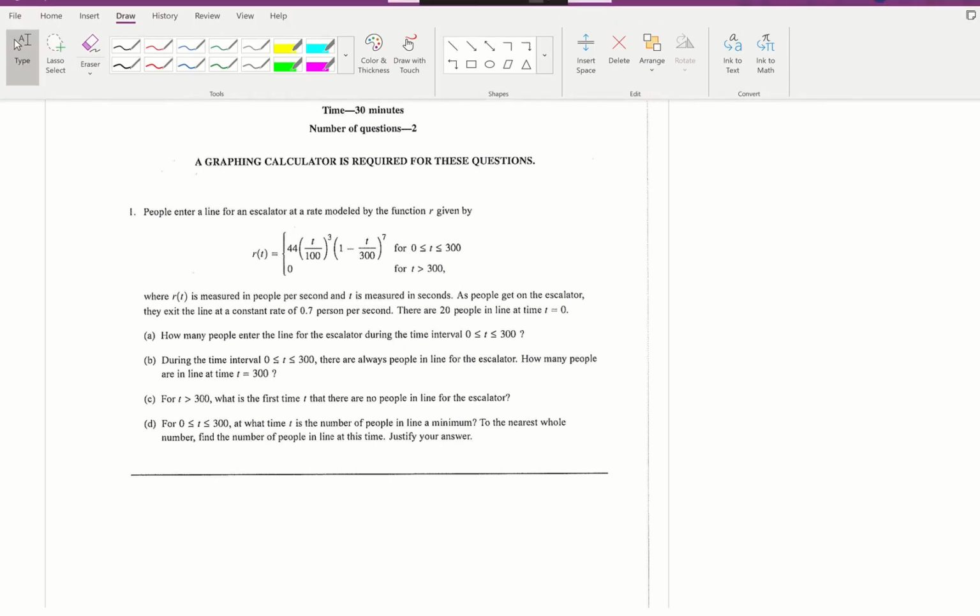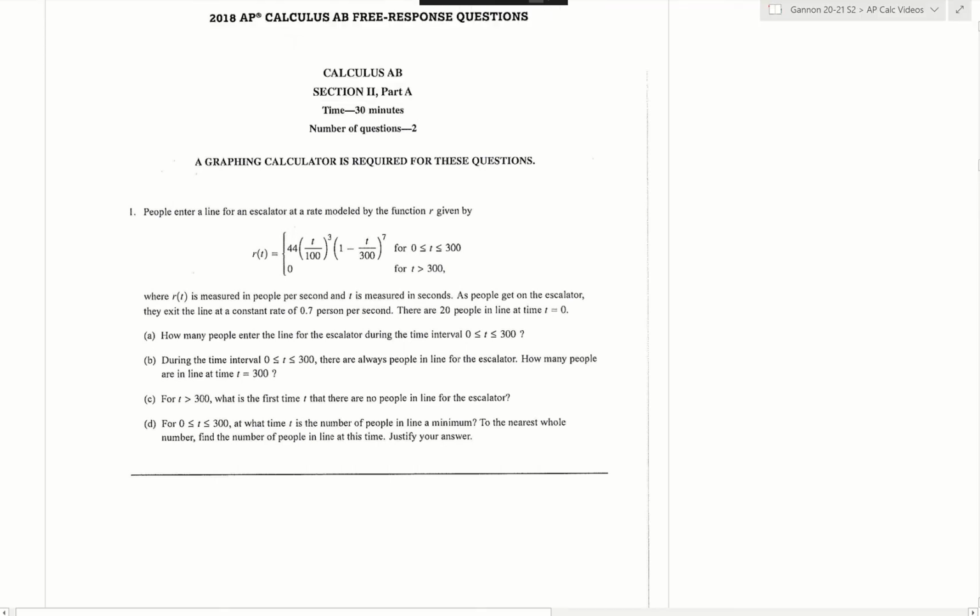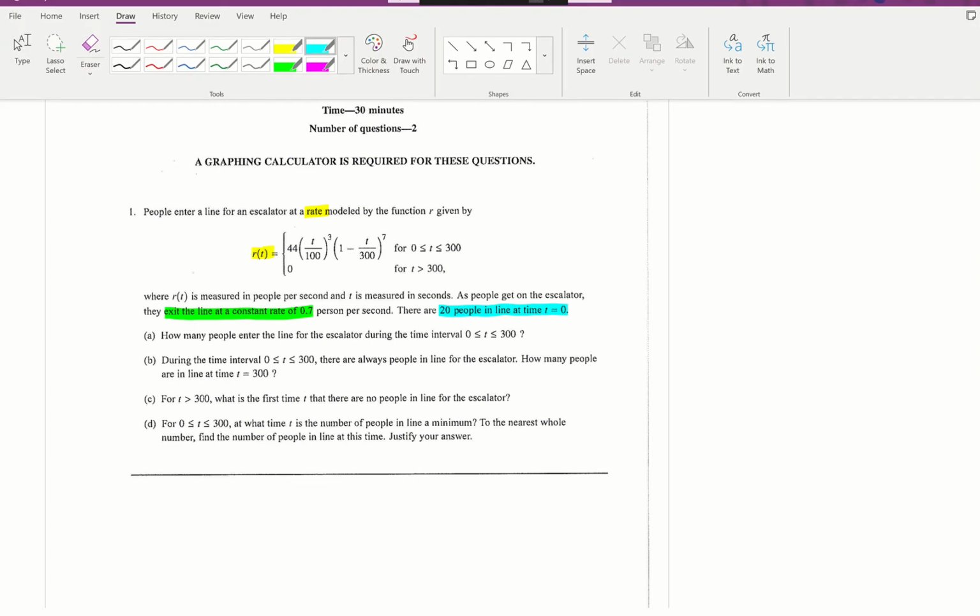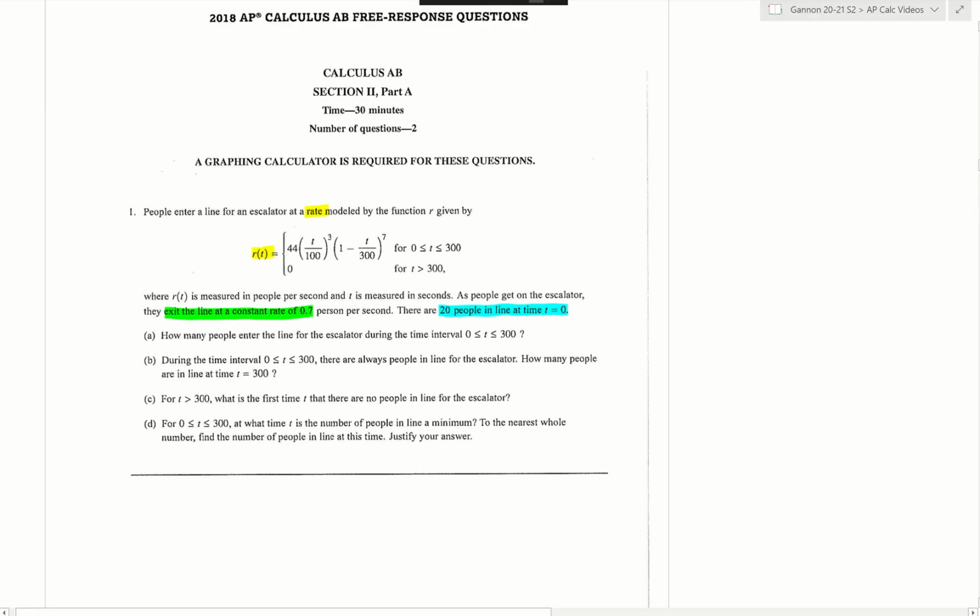All right, so just to get a feel for where we're at, it's important that you recognize that r of t represents a rate. There is another rate given to us of people exiting the line at a constant rate. And we also know that there are 20 people in line at time t equals 0. All of those are going to be important pieces of information at certain parts of this problem.